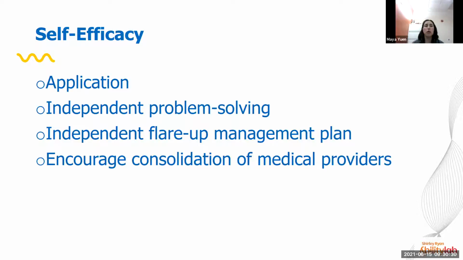I think this is so key, not only in decreasing utilization of services, but also the more people that they see, the more diagnoses they're going to get and the more treatment recommendations they're going to get. And that's going to take them down a path of really unhelpful thoughts and catastrophic thinking. And, well, have I been treated incorrectly this whole time because no one told me I had an SI joint problem?